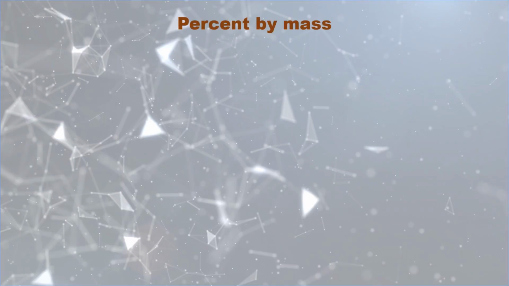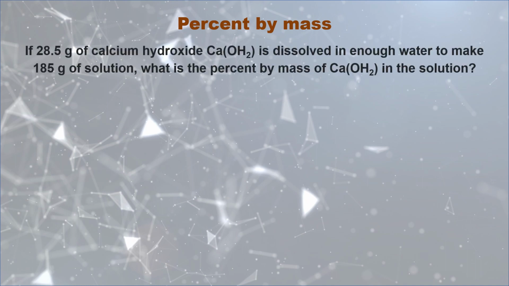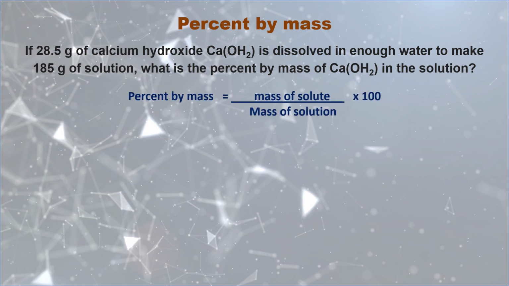So let's start with the percent by mass. Here is the problem in your LMS. If 28.5 grams of calcium hydroxide is dissolved in enough water to make 185 grams of solution, what is the percent by mass of calcium hydroxide in the solution? Now take note that percent by mass can be computed by this formula: mass of solute divided by the mass of solution. And we could get the mass of solution by simply adding the solute plus the solvent, times 100.